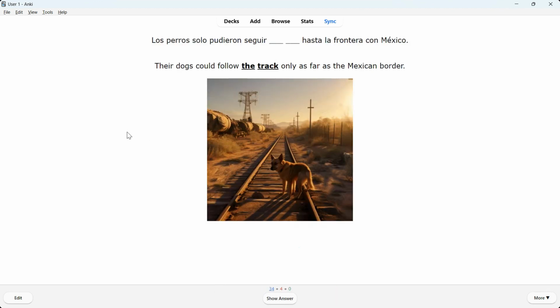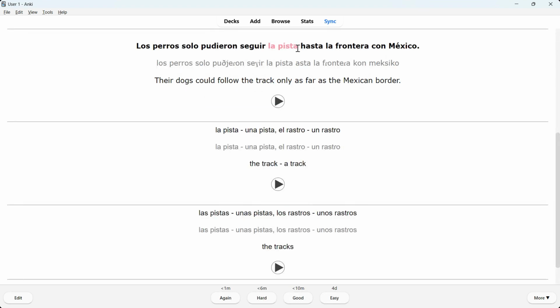Wonderful. Let's continue. Their dog could follow the track only as far as the Mexican border, the track. Los perros solo pudieron seguir la pista hasta la frontera con México. La pista, una pista, el rastro, un rastro. Las pistas, unas pistas, los rastros, unos rastros. And here you can see an example of how to say a word in different ways.